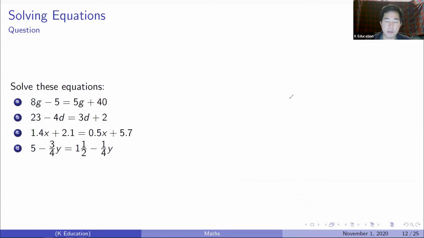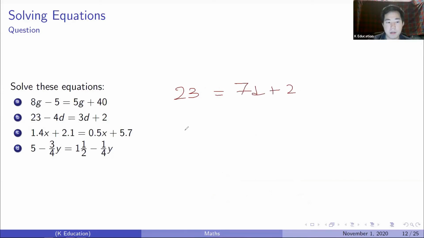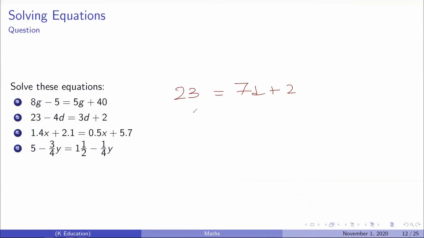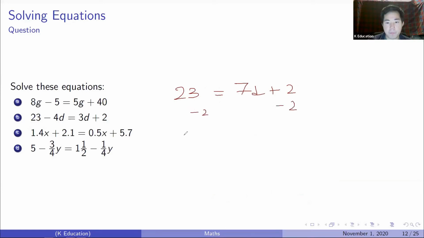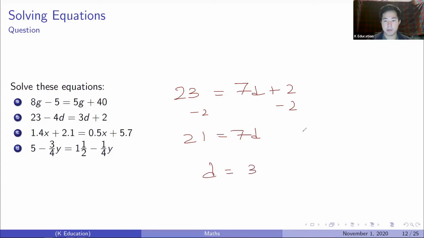So Felicity, for B, how do you proceed? Sorry. The first step, I would add 4d to both sides. So then that would be 23 equals 7d plus 2. Yes. And then I'd take away 2 from both sides. Sure. So then you get 21 equals 7d. Yes. And then divide by 7, so d equals 3. Yeah. Okay. 7 times 3 is 21. So yeah, d equals 3. Okay. Molly, for C.